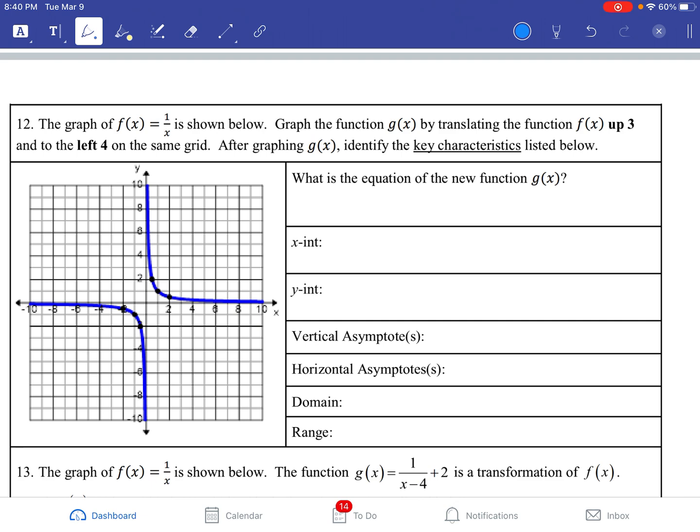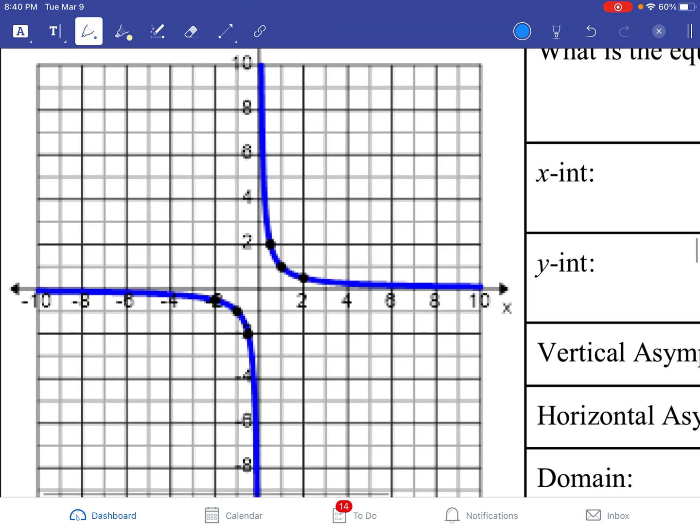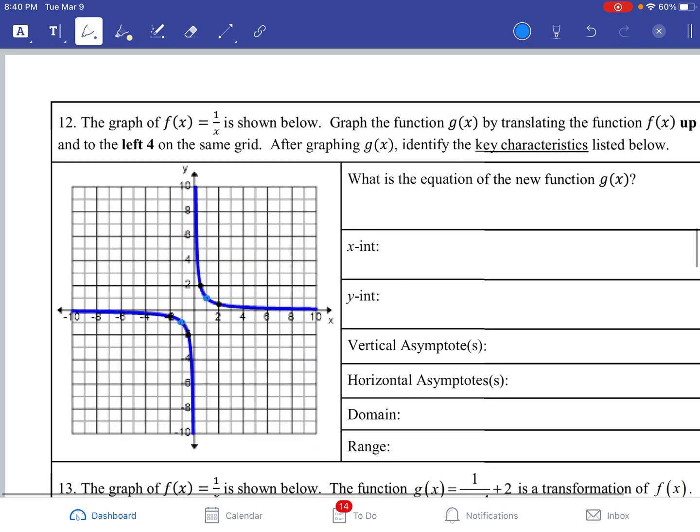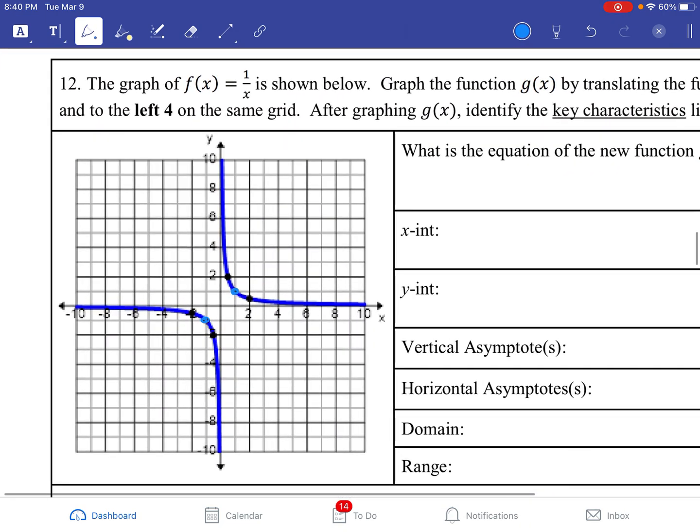Okay, so this says we're doing a rational function. We want to graph by translating the function up by 3 and to the left by 4 on the same grid. So if we take our points that were given in this problem, just take the 2 that are right there. So we're going up by 3 and left by 4. So we go up by 3, 1, 2, 3, and left by 4, 1, 2, 3, 4.